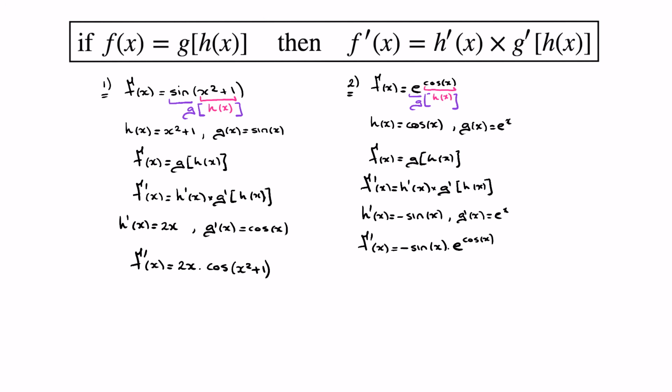And there you go, we've just differentiated this function using the chain rule. And so that's how we use the chain rule to differentiate composite functions.